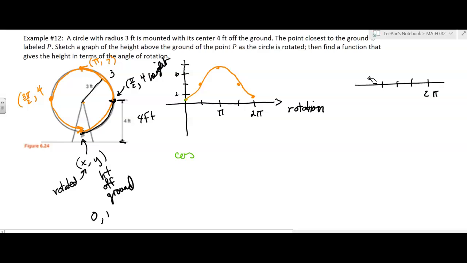I'm going to be counting by 1 there, just up 1 and down 1. So the cosine curve says I start at 0, 1, and then I come down to pi over 2, 0. And then at pi, I'm at -1. And at 3 pi over 2, I'm back to 0, and then at 2 pi, I'm up to 1. So this would be the regular cosine curve.